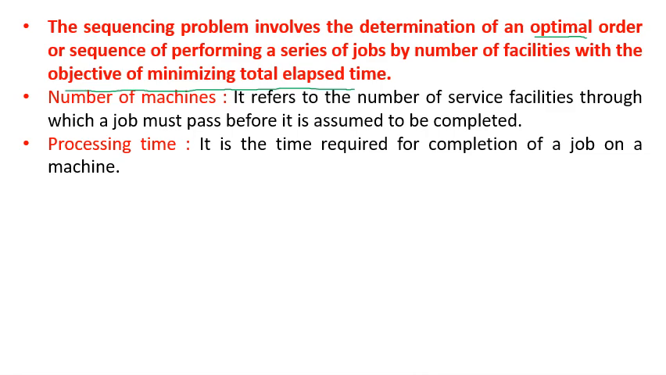So, job 1 might take say 10 minutes of processing on machine A, whereas it may take 6 minutes of processing on machine B.